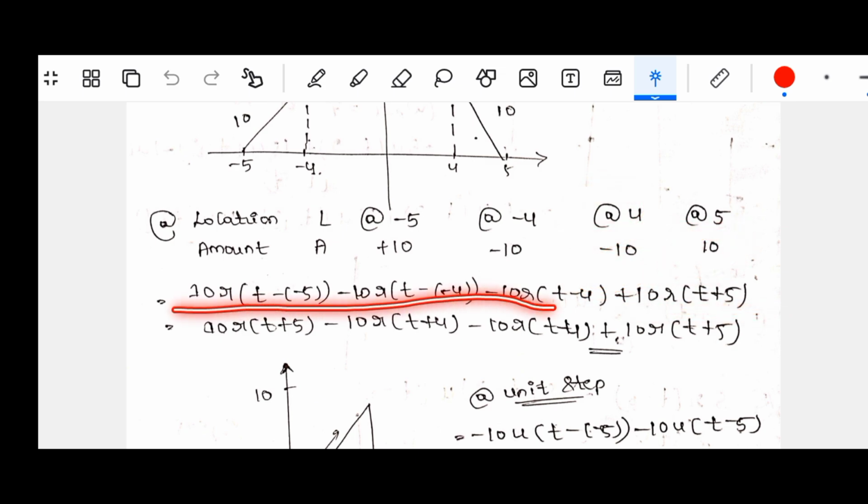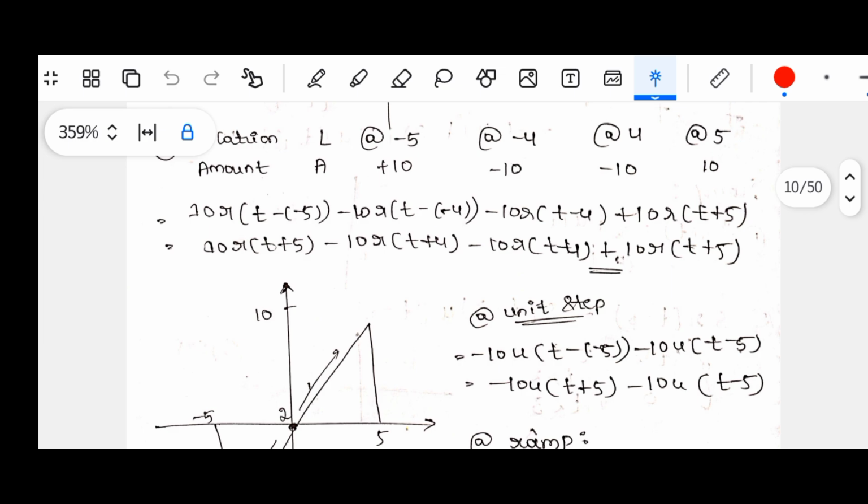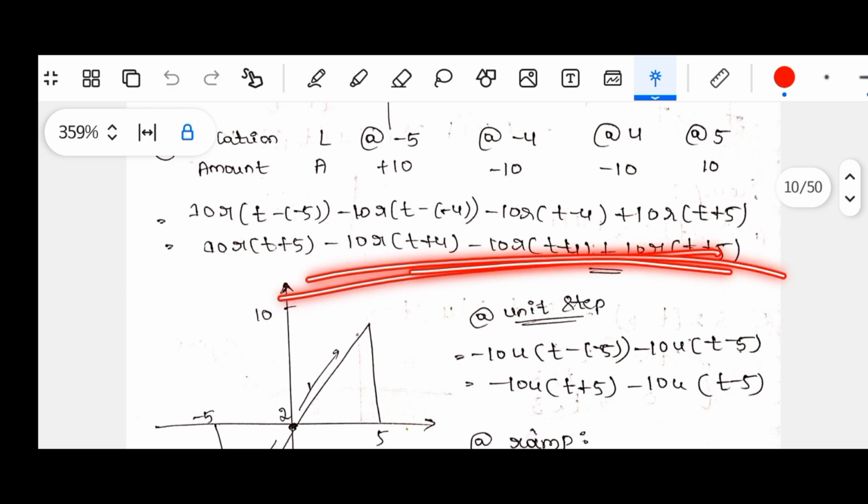Let's once again solve this equation. 10 into r of t plus 5 minus 10 into r of t plus 4 minus 10 into r of t minus 4 plus 10 into r of t minus 5. So this is the final equation.